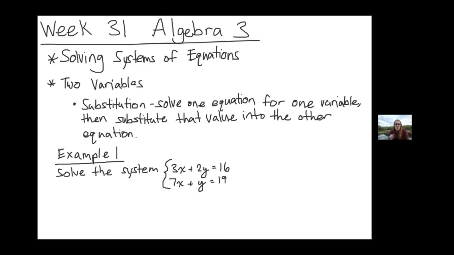Okay, so you can choose the x or the y in either one of these equations to solve for. I think solving for this y is going to be easiest just because the coefficient on that y is 1. That's usually going to be the easiest to solve for. So if we solve for y in that equation, 7x plus y equals 19, all we have to do is subtract 7x from both sides to get y equals 19 minus 7x.